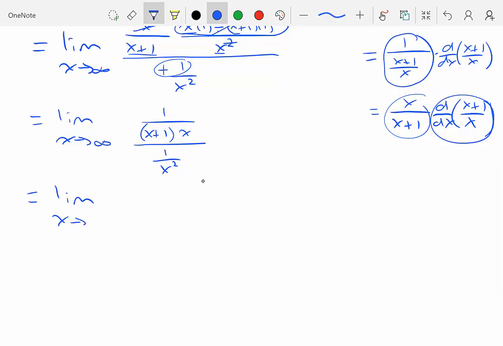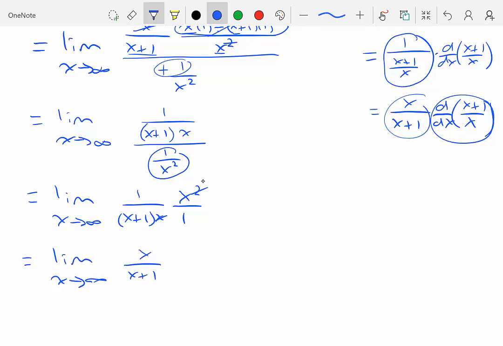Limit as x approaches infinity of 1 over x plus 1 times x. If I'm dividing by a fraction, I can invert and multiply. Let me write that better. I can invert and multiply, so this would be x squared divided by 1, and that x is going to cancel with one of those, and that gets me the limit as x approaches infinity of x divided by x plus 1.